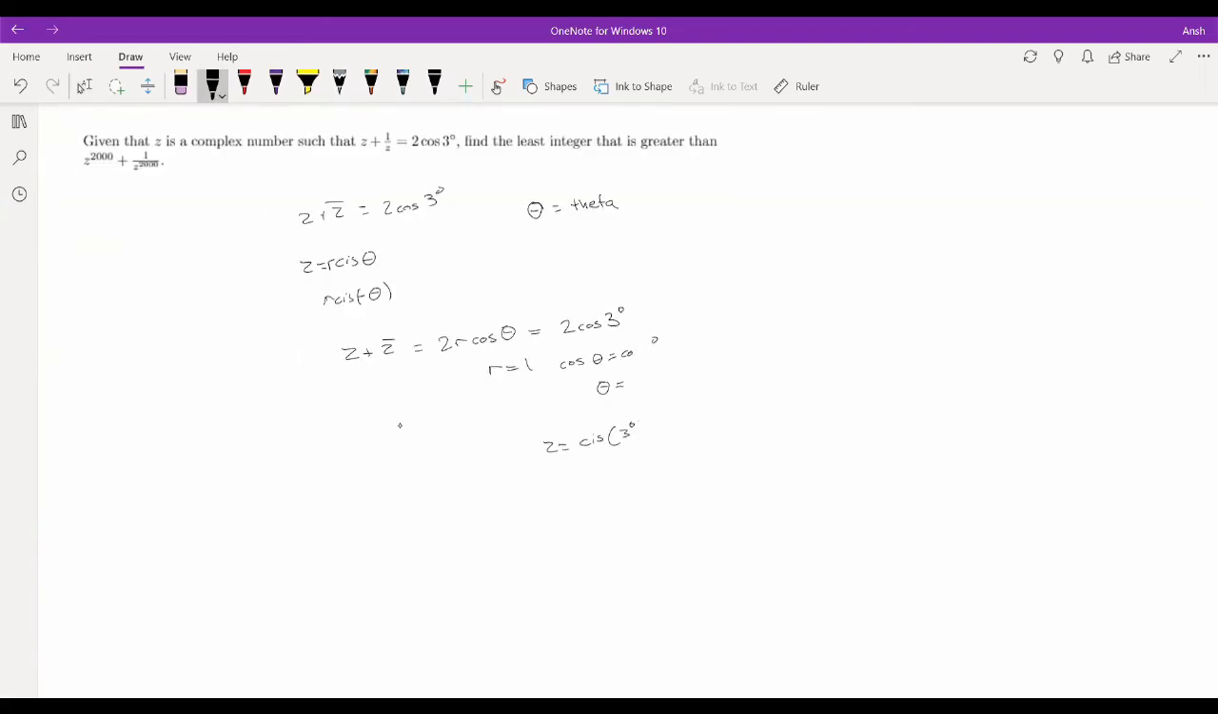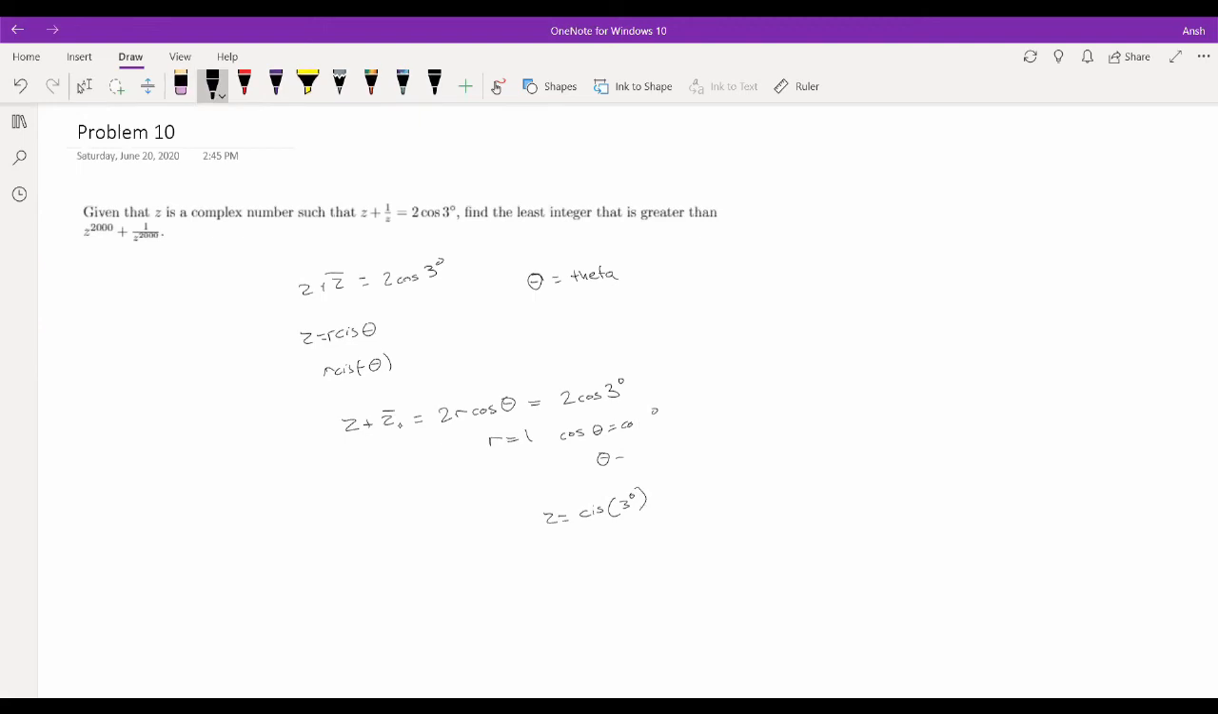So if we take z to the 2000th power, using what we learned from our brief coverage of how taking powers work with cis, we know that this is just r to the 2000th power times cis 3 times 2000. Since r is equal to 1, this is just cis of 6000 degrees. Well, 6,000 is obviously a really big number, so we take this mod 360, so it's somewhere in the range of 0 to 360 degrees, or one full circle. And if you take this mod 360, it actually just becomes cis of 240 degrees.